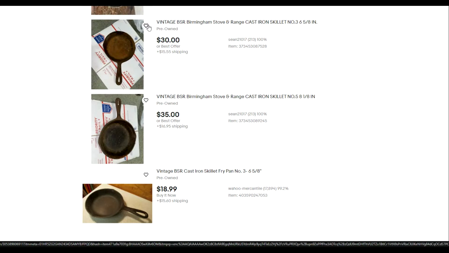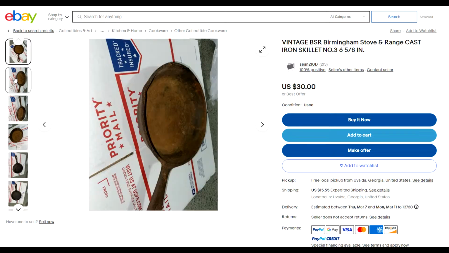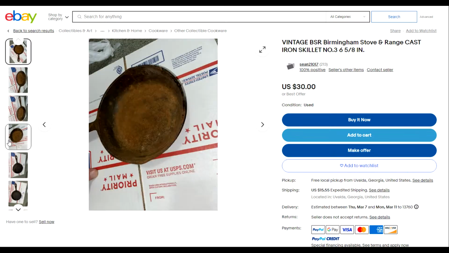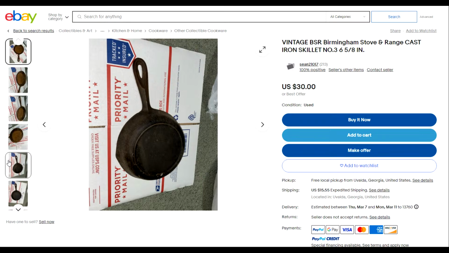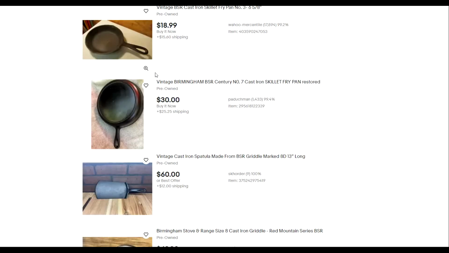Vintage BSNR. The guy hasn't even bothered cleaning it, and he's selling it for $30 plus 15. So he's selling this thing here for $45, including shipping, and he hasn't even bothered cleaning it. And from the looks of this, yeah, exactly. It's a number 3. So I'm sure this guy must have a reason why he's selling it at that price, but quite frankly, I'm not even going to stick around to find out.